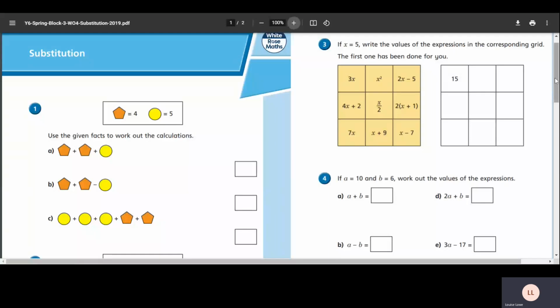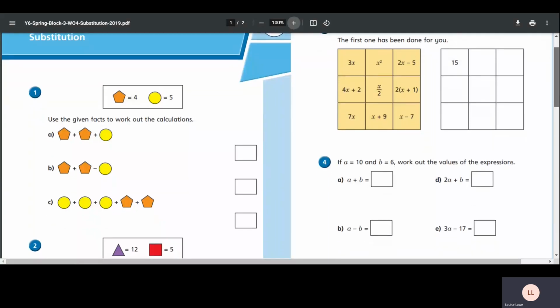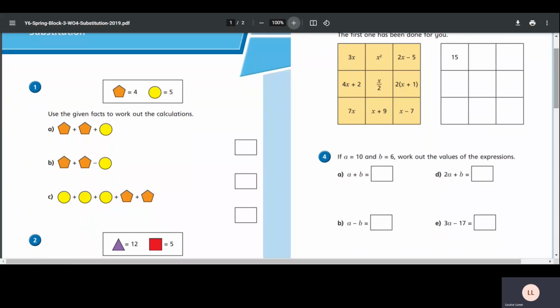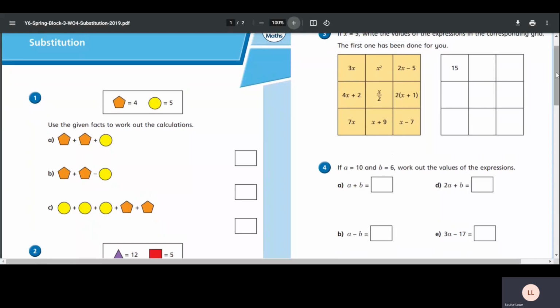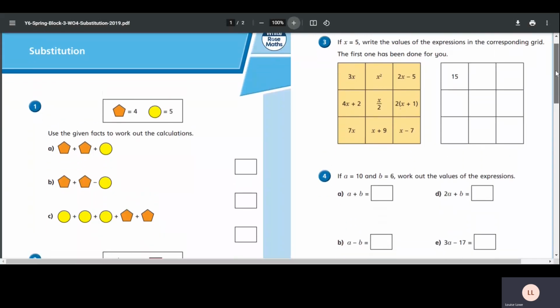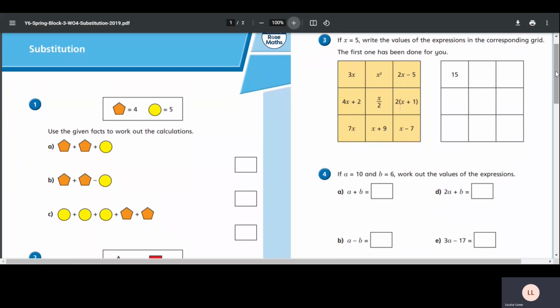I'm just going to share the PowerPoint with you that you're going to be looking at. Okay, and there it is. So I'm quickly going to go through that. Now, I know that the green group aren't doing this particular worksheet. However, it's still the same principles. It's still looking at a substitution. So it doesn't really matter.